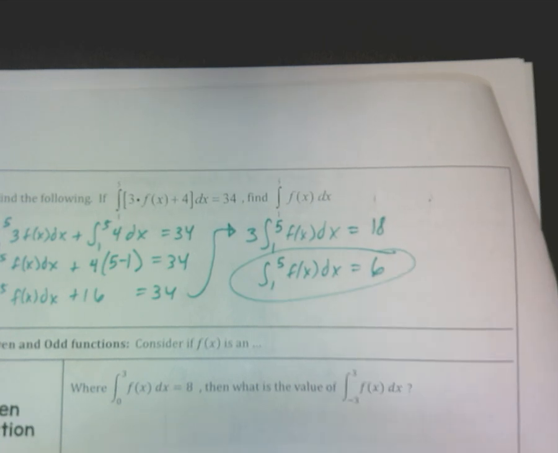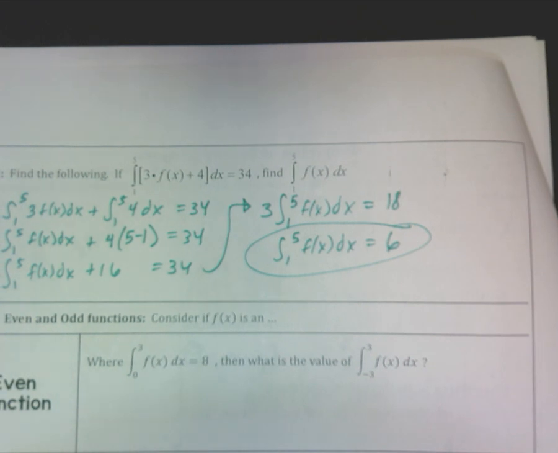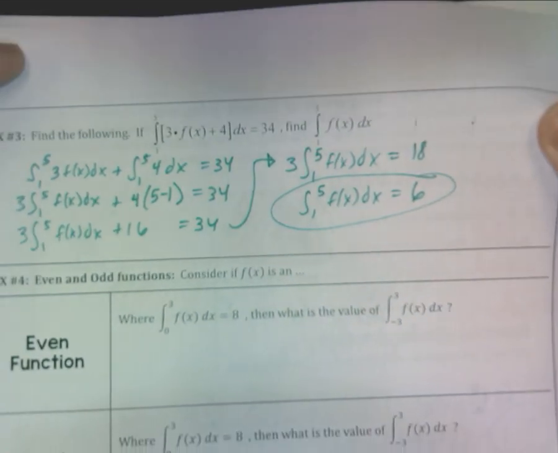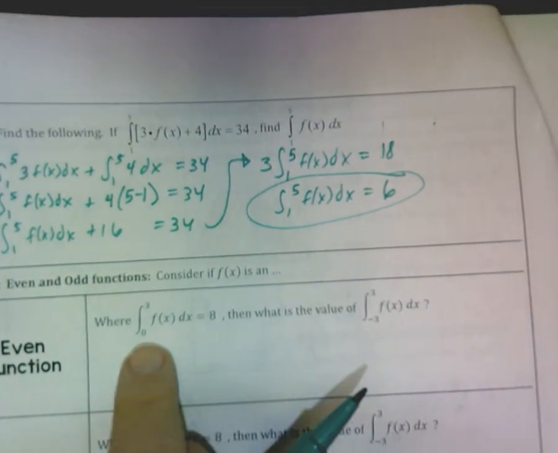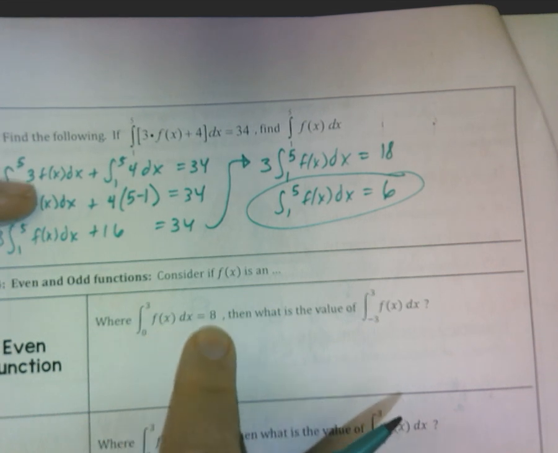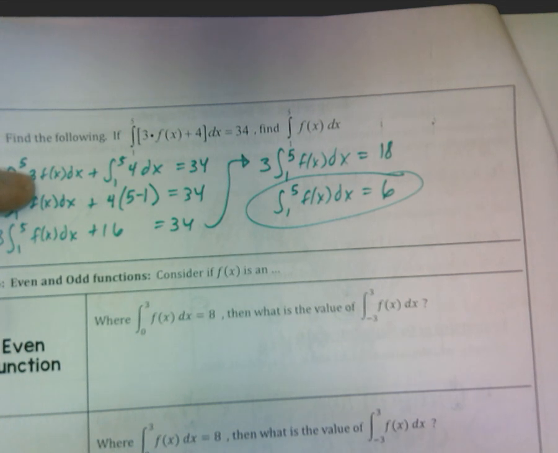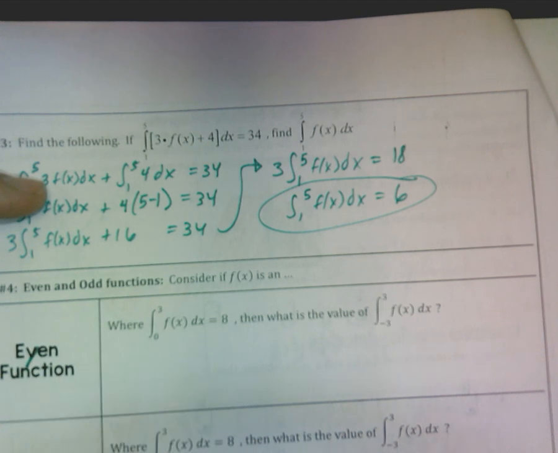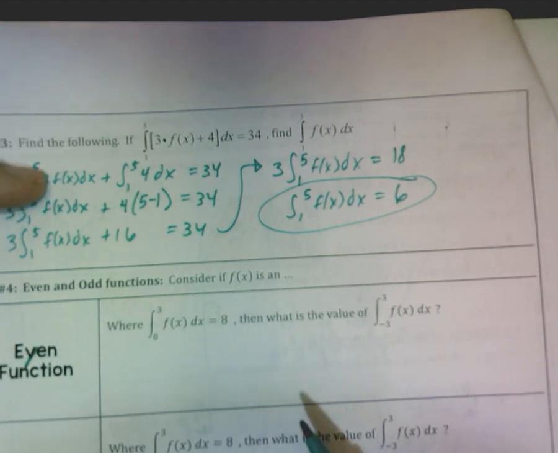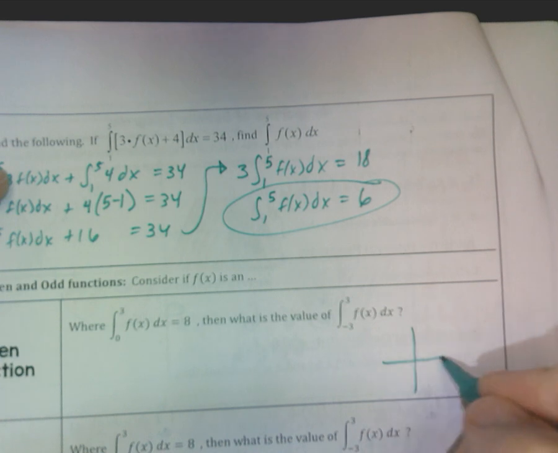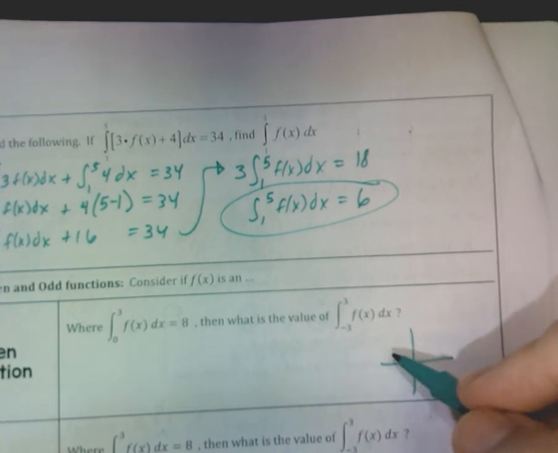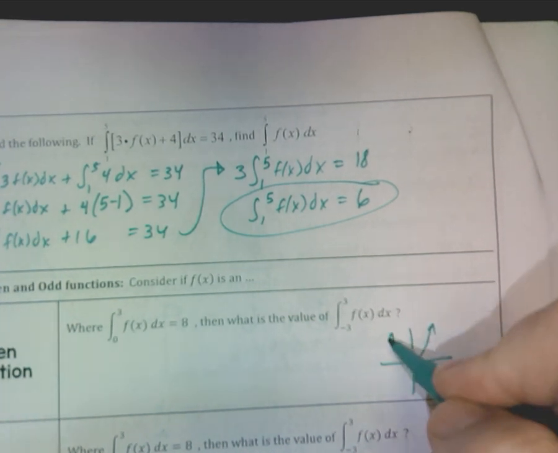All right, last but not least, let's just talk about even and odd functions. Consider the following. If you have an even function where the integral from 0 to 3 of f of x dx equals 8, then what is the value of the integral from negative 3 to 3 of f of x dx? So if you don't remember what even is, it means it flips over the y. Flips over the y, okay? So let's just take good old parabola. That flips over the y, okay?